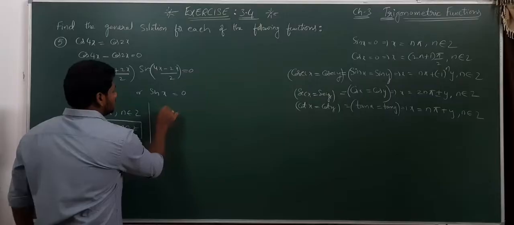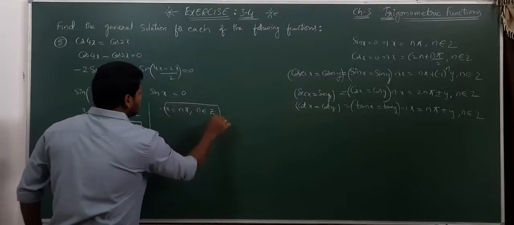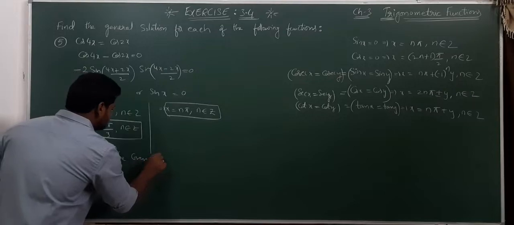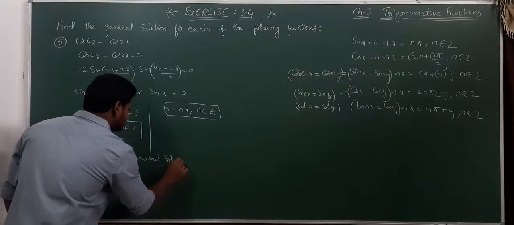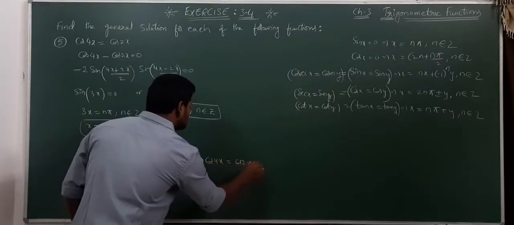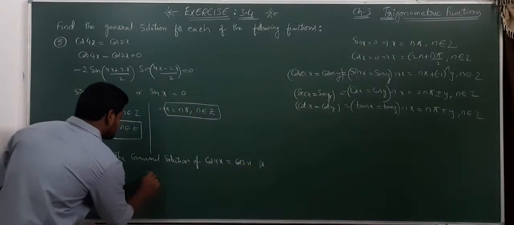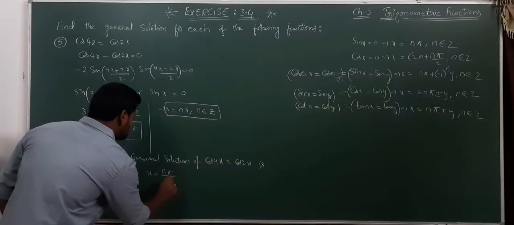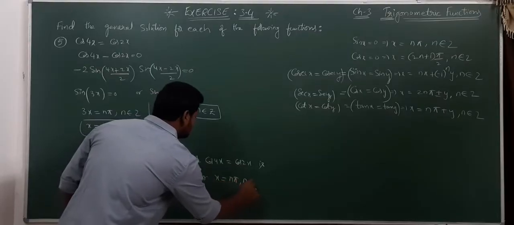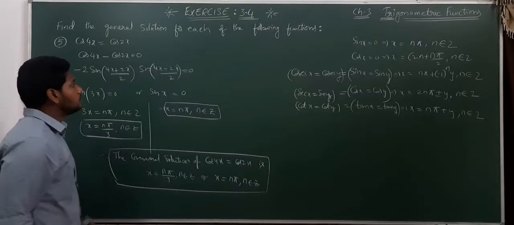If sin x equal to 0, then x is equal to n pi where n belongs to Z. Therefore, the general solution of cos 4x equal to cos 2x is x equal to n pi by 3, n belongs to Z, or x equal to n pi where n belongs to Z. So this is the final solution for this question, cos 4x equal to cos 2x.